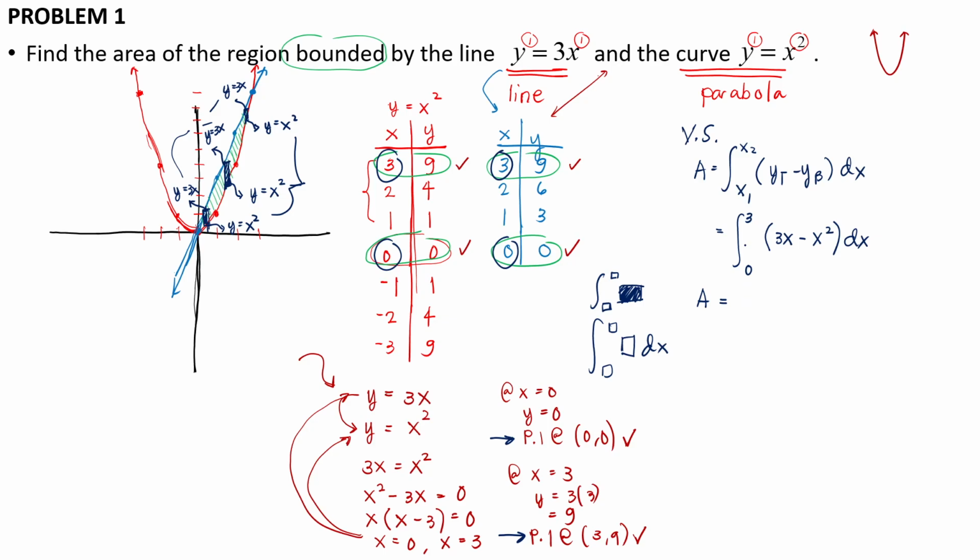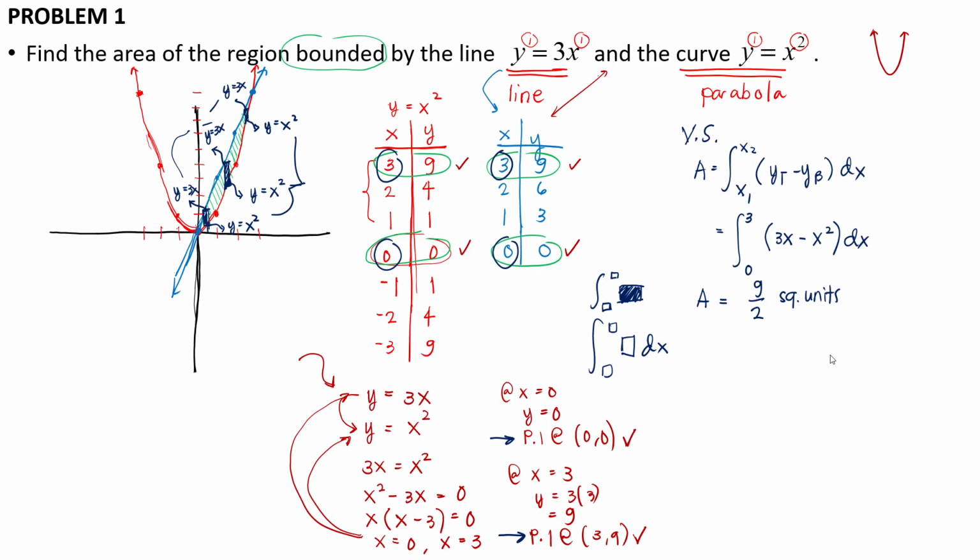Okay, so if we're going to solve that one, 3x minus x squared from 0 to 3, the answer is 9 all over 2 square units. Square units because we are solving the area. Okay, so that's for the vertical strip.